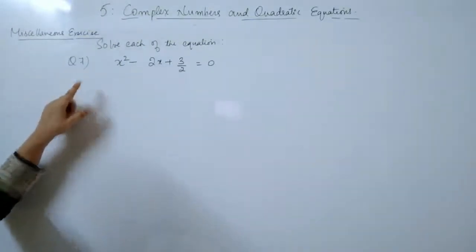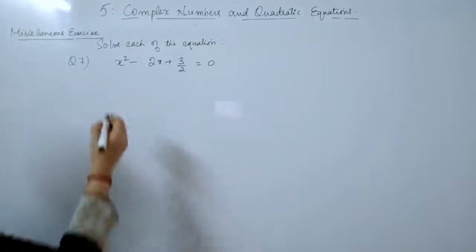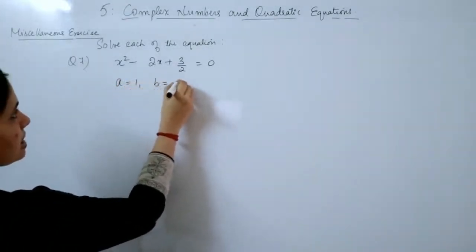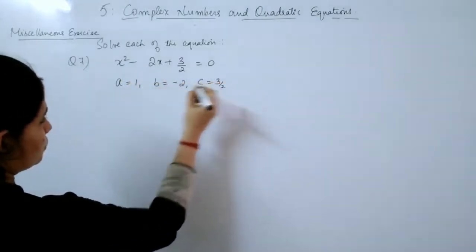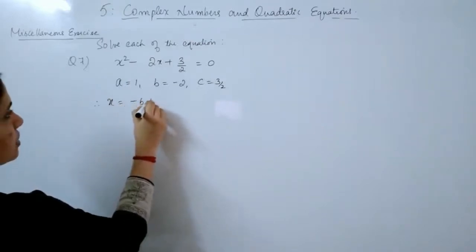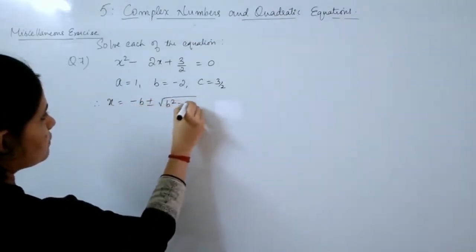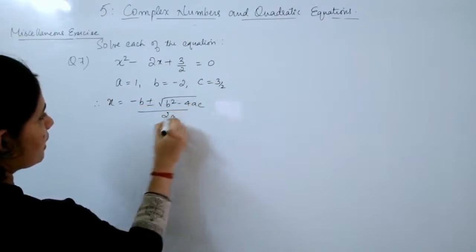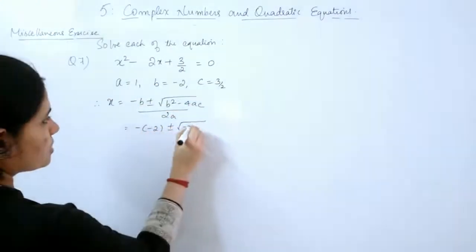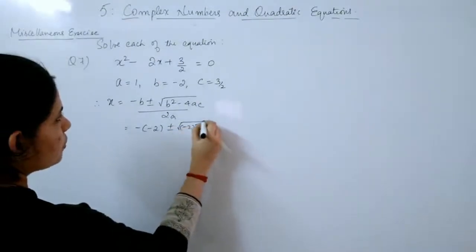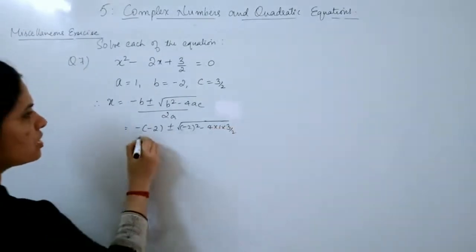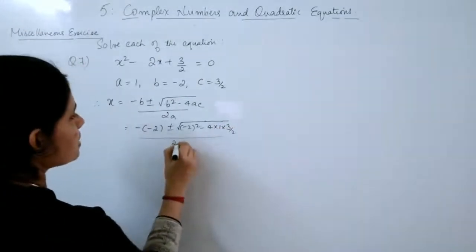Seventh question is x square minus 2x plus 3 by 2 equal to 0. Here again, comparing with the quadratic equation, you will get a as 1, b as minus 2 and c as 3 by 2. So your x is minus b plus or minus root of b square minus 4ac by 2a. Replacing the values, you will get minus of minus 2 plus or minus root of minus 2 the whole square minus 4 into a into c. It is 1 into 3 by 2, the whole divided by 2a, which is again 2.